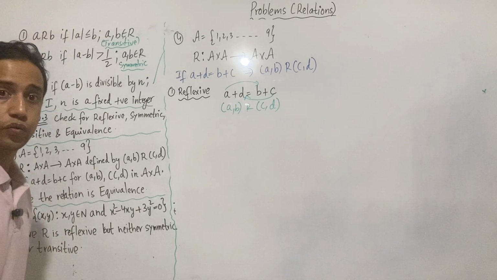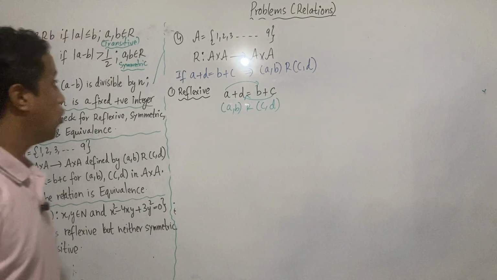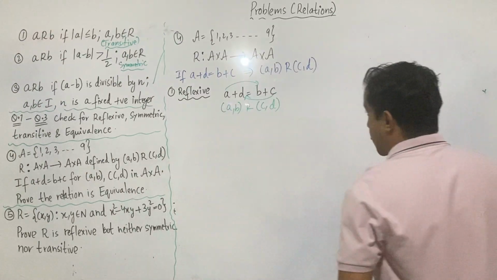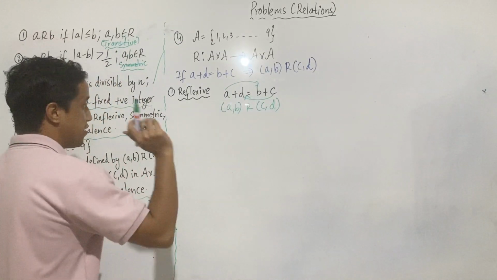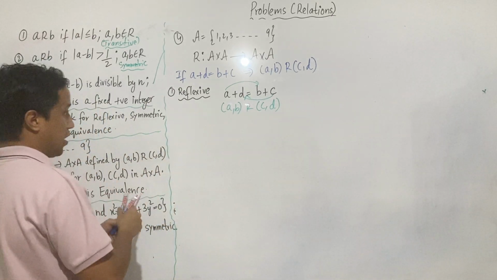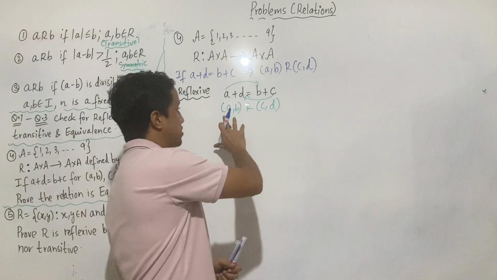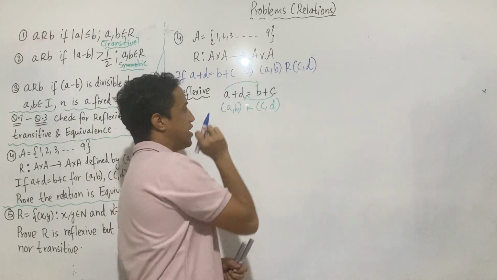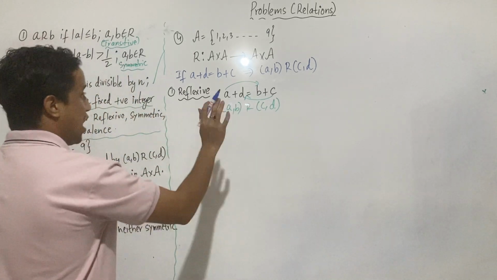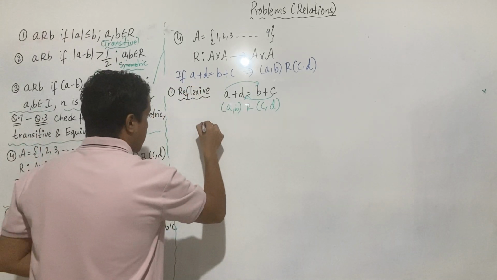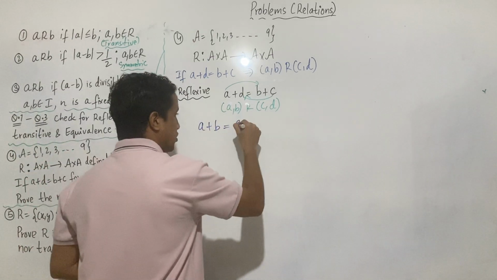I hope you agree with me, right? Okay, now see here, if A plus D is equal to B plus C, then AB is related to CD. Okay, now A plus B is equal to A plus B.